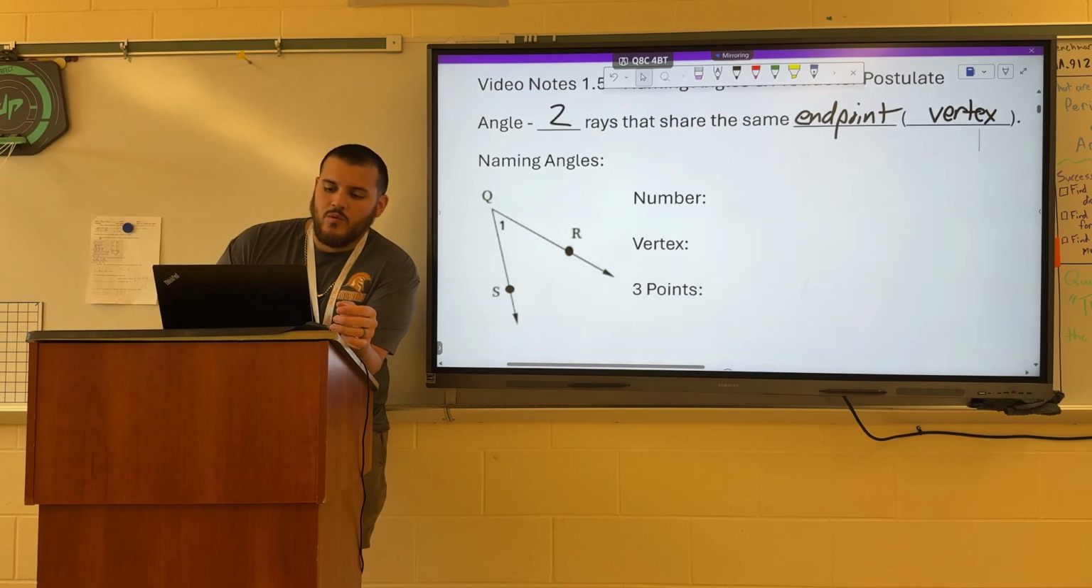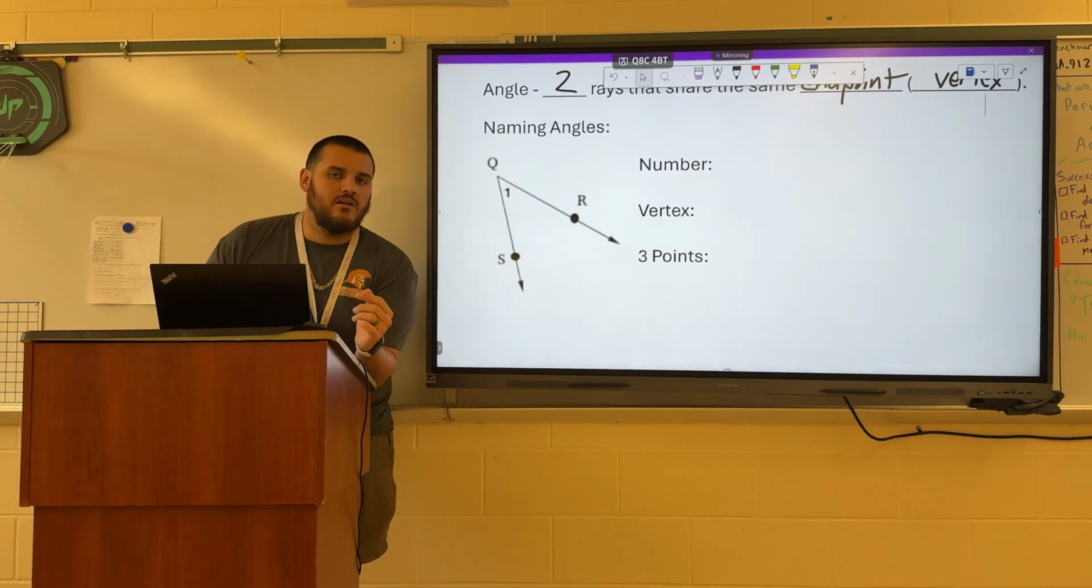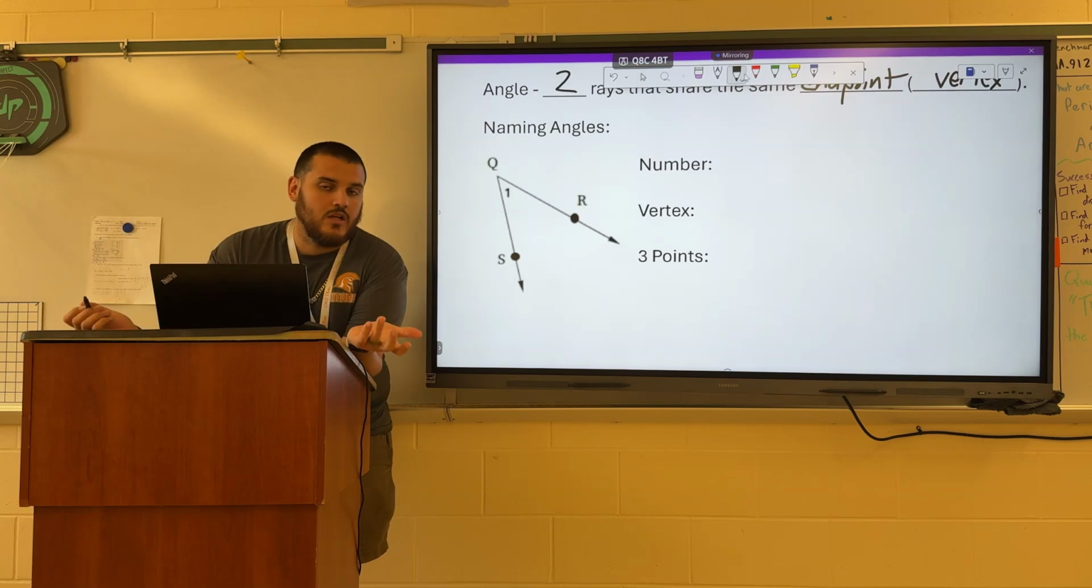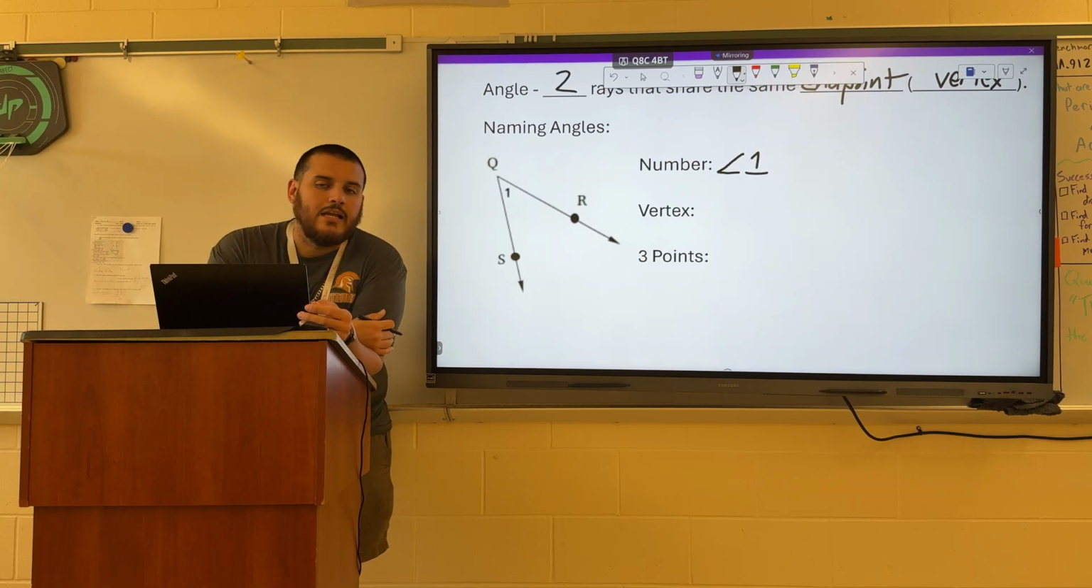All right, in this example, we're going to go over how to name our angles. So there's three ways that we could do it. If we have this number in the interior of the angle, we can name it that number. So I could call this angle 1. Our angle symbol looks like this, kind of like a little witch's nose. So I call that angle 1.